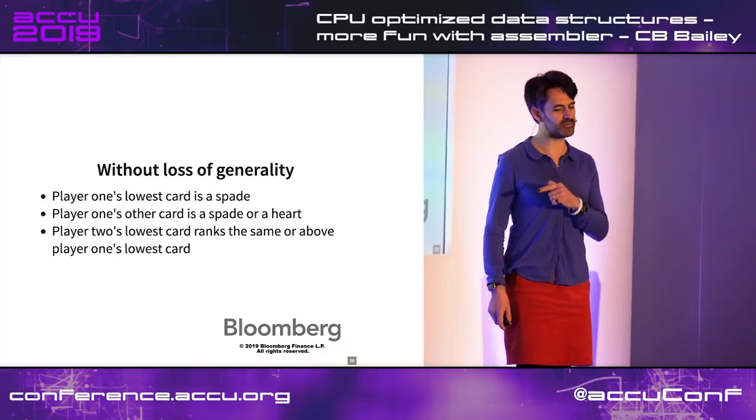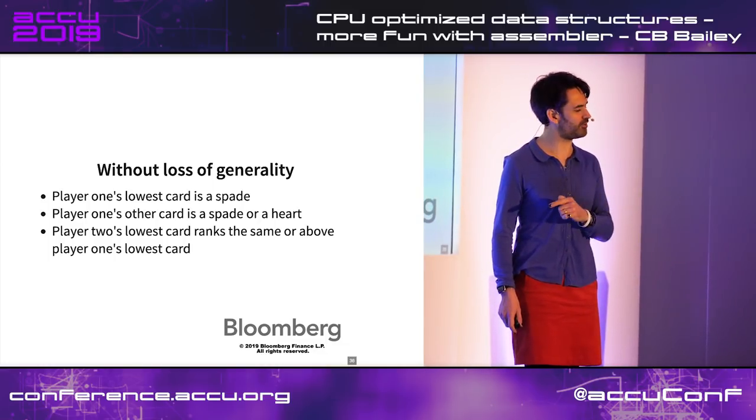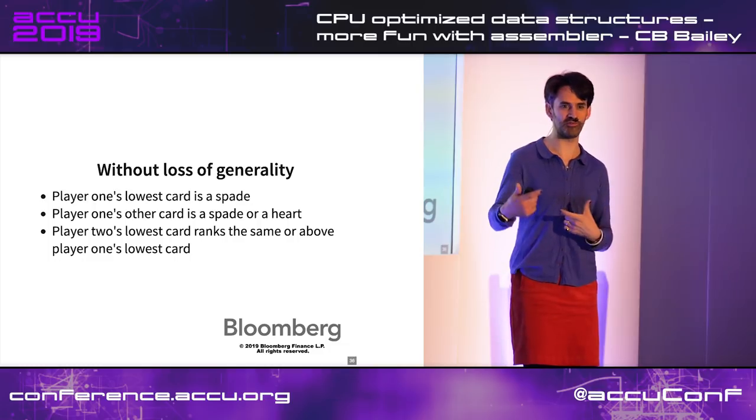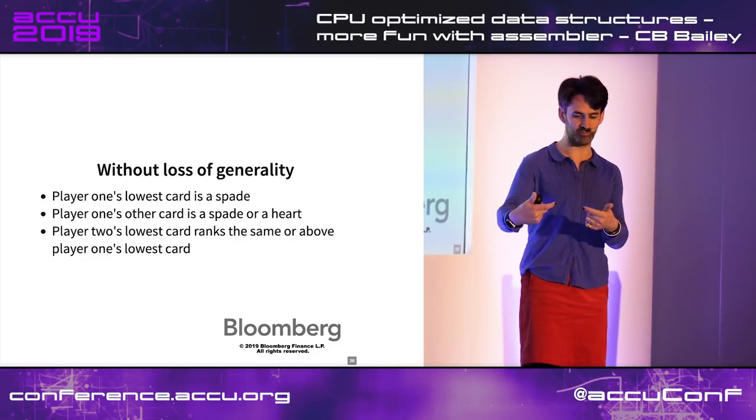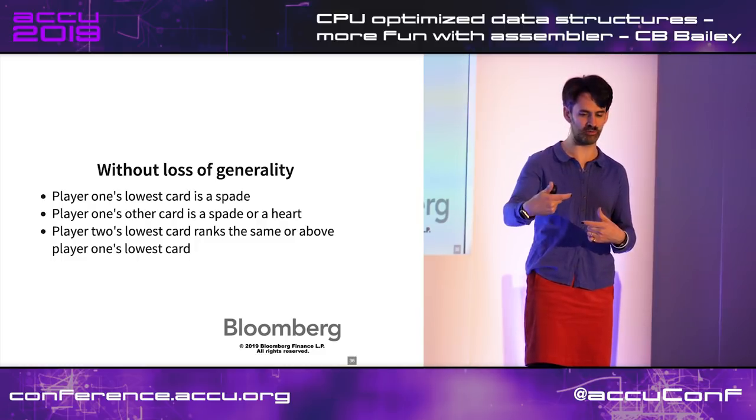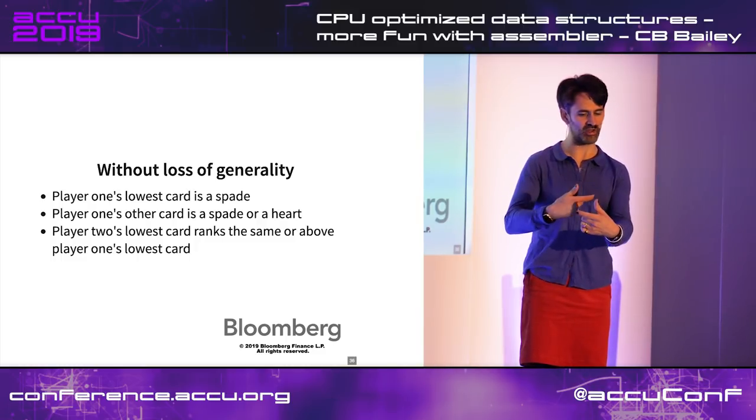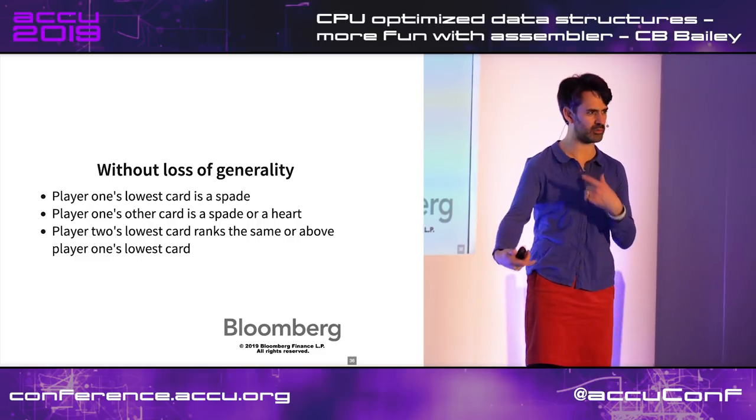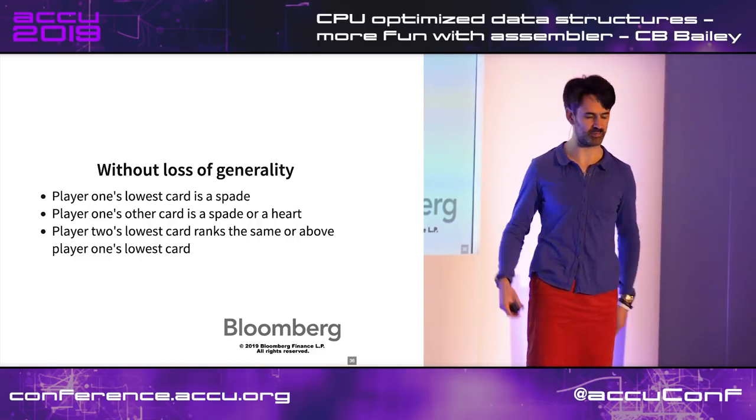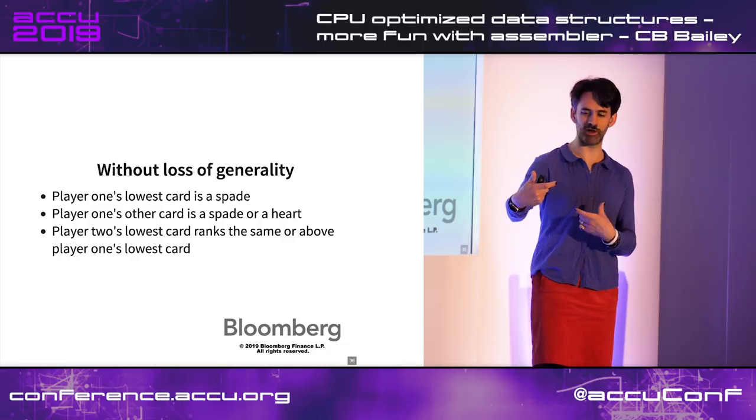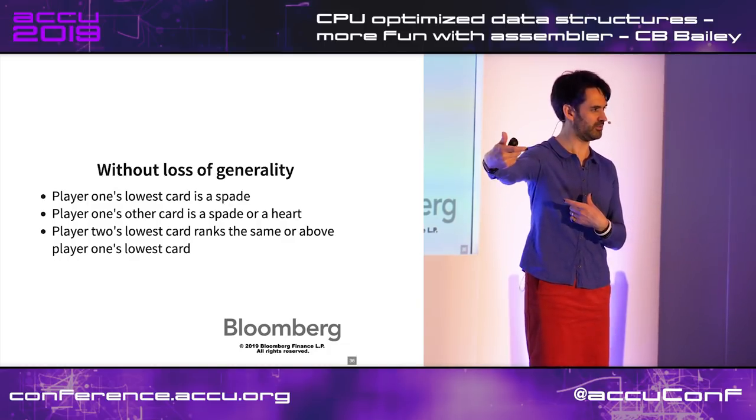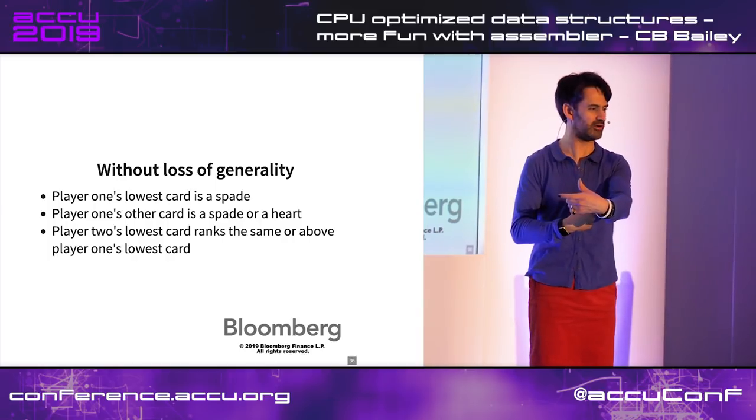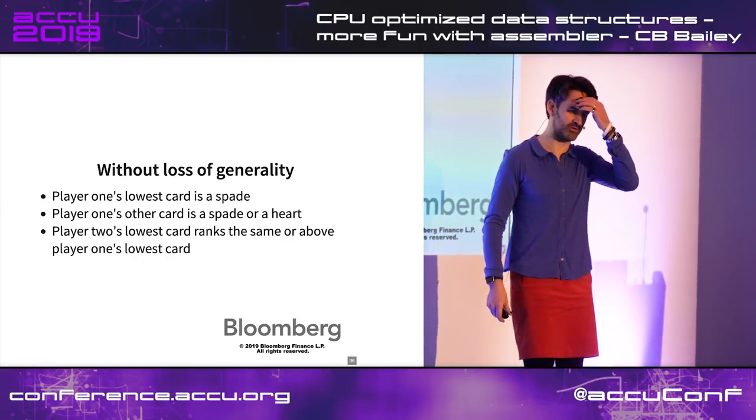Player two's lowest card ranks the same or above player one's lowest card. So if I get a 2 and a 3, and he gets a 3 and a 4, I won't look at stuff where his starts lower, because I would have looked at it the other way. I didn't explain that very well. But I only need to look if his suit comes after mine in the list. The other way around, I will have already looked at it at some other point in the iteration.